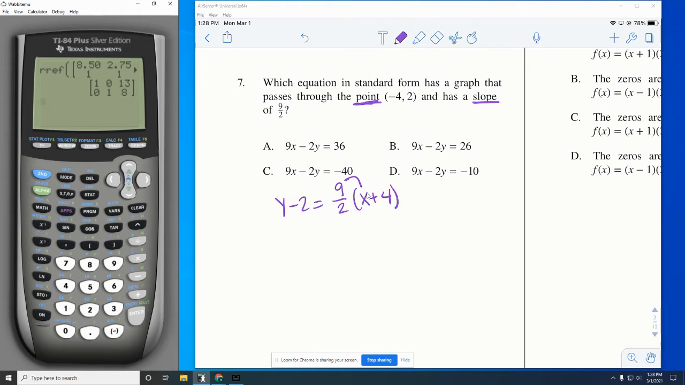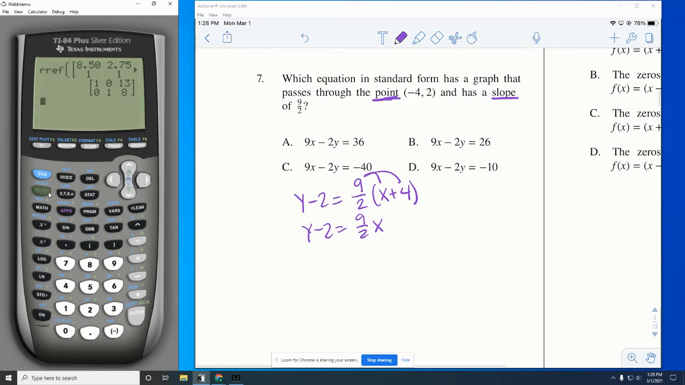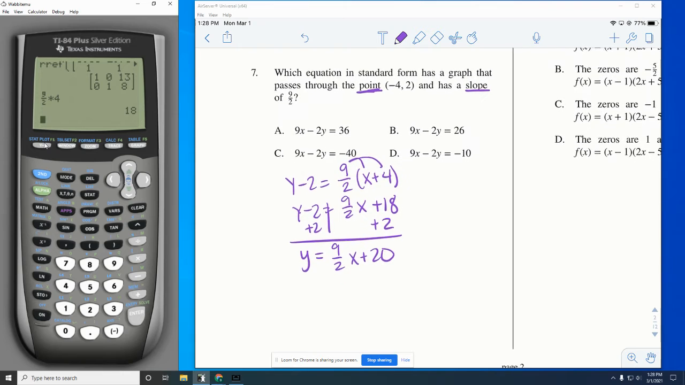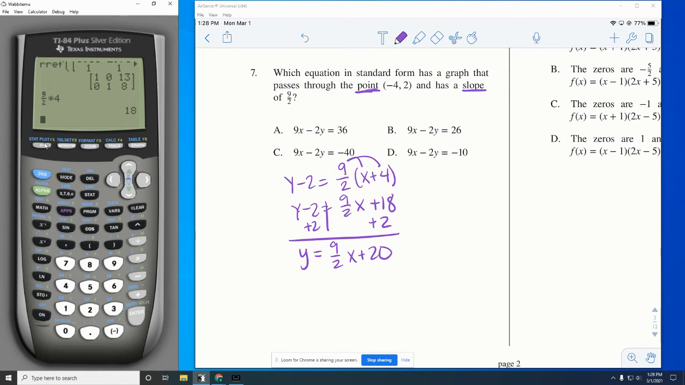From here, I'm going to solve for y. So I distribute 9/2 times x, and then 9/2 times 4. So that would be 18. Move that 2. So y is going to equal 9/2 x plus 20. Now, when I look at my answer choices, none of them look like this. They are all in standard form.